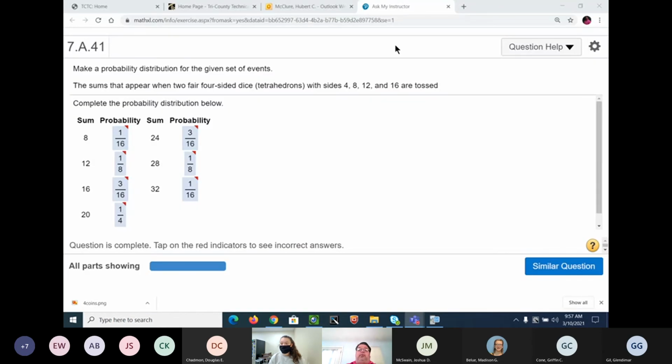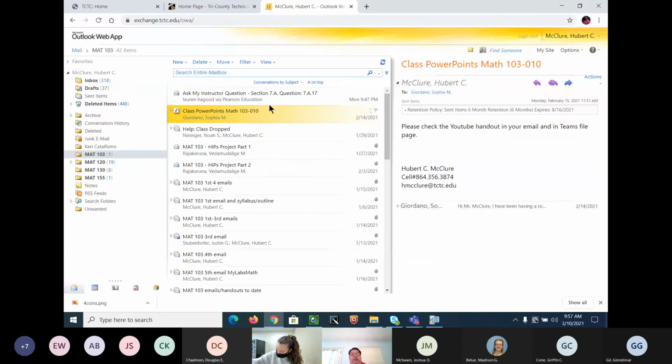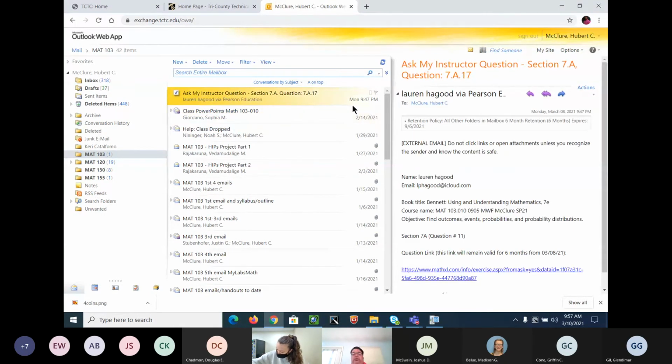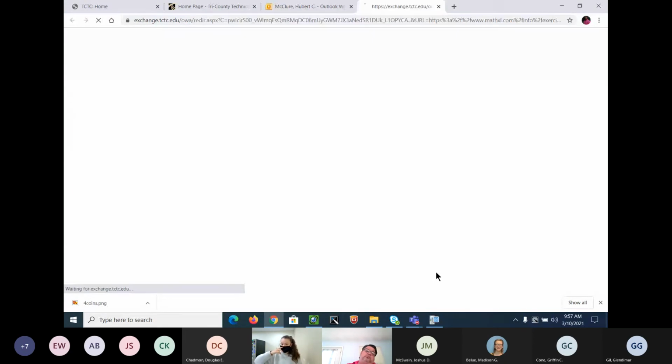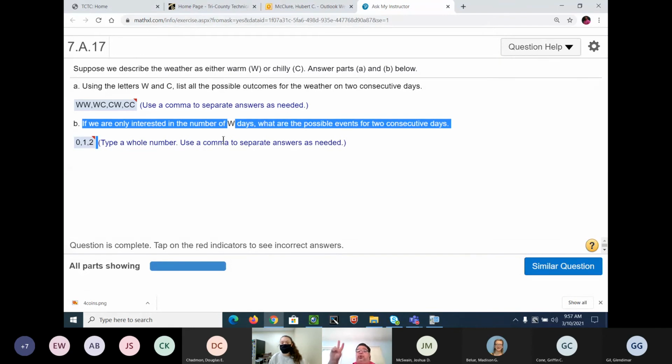All right, next one. And the last one is 7A 17 slash 11. First of all, is it a test question? The first part is fine, I don't like the way they ask the second part because it's confusing. So now that you know what a sample space is, this is the same as 2 coins or 2 kids.